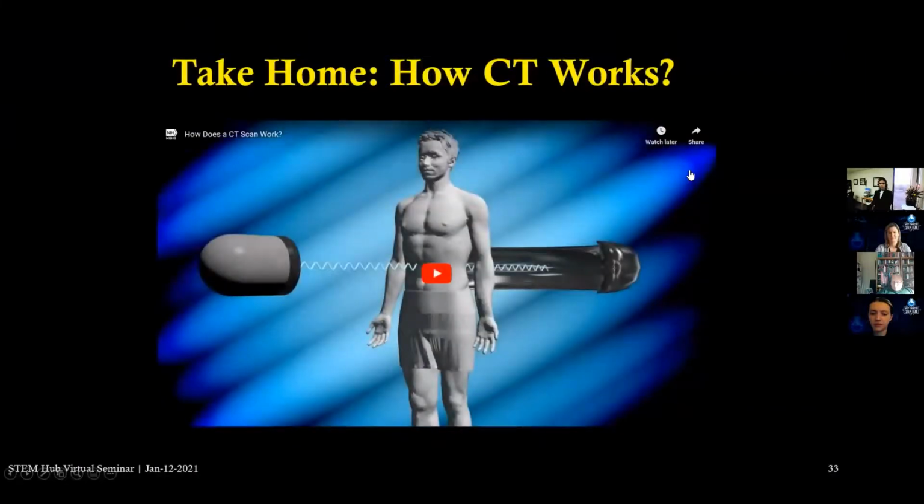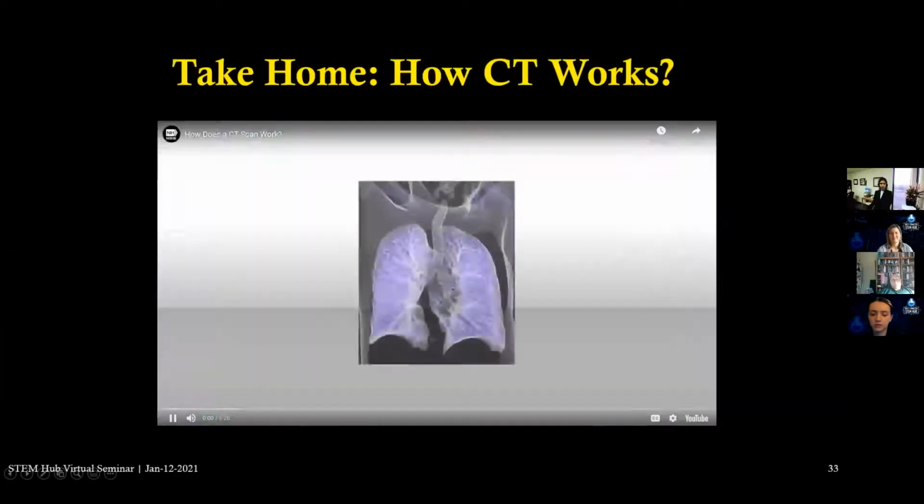Okay, I don't think I have time for this, but I can play this towards the end if we have time. It is just summarizing how CT works. I can share this link if you want to watch it later on. Okay, so that's about CT.